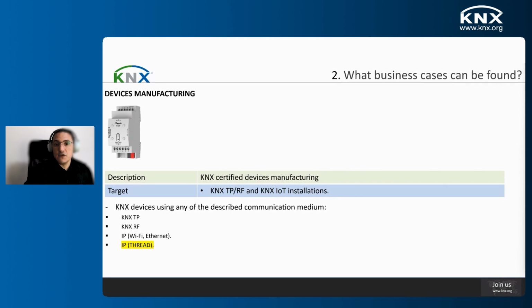Well, KNX certified devices ensure interoperability at application level, constituting the main building brick to create a KNX installation. The devices are application-driven, so they are designed to cover a specific need in the home and building automation infrastructure and can use any of the described physical layers in the approved specifications. As we know, KNX twisted pair and radio frequency, as well as IP over Wi-Fi or Ethernet, and thanks to KNX IoT, IP using Thread as a network layer.